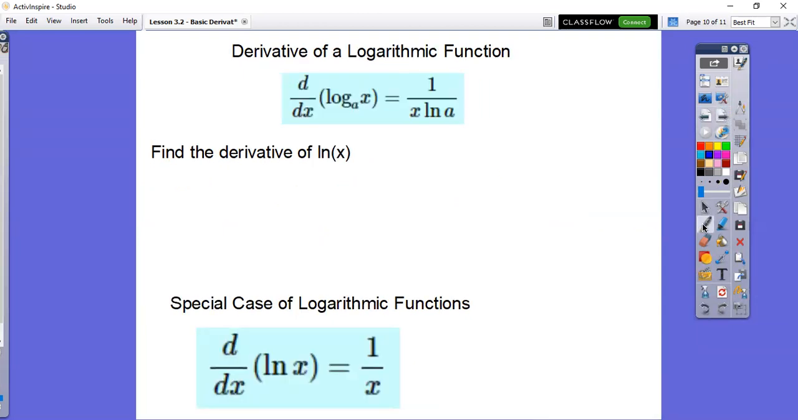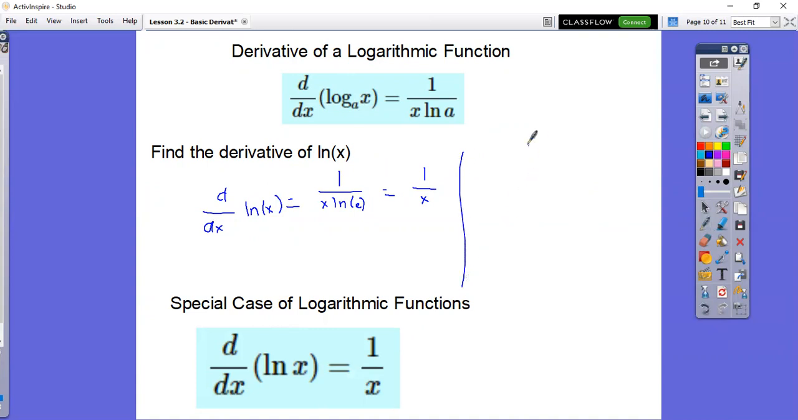All right, so last one that we're going to talk about is the derivative of a logarithmic function. So if I have the derivative with respect to x of log base a of x, it's equal to 1 over x times ln of a, where a is the base of whatever this logarithm is. So again, this is going to create a special case for logarithmic functions when we deal with ln. So if I want d dx of ln of x, this would be equal to 1 over x times ln of the base of this logarithmic function, which is e. And again, we know that ln of e is just 1, so this is just 1 over x. So it creates a special case for logarithmic functions.